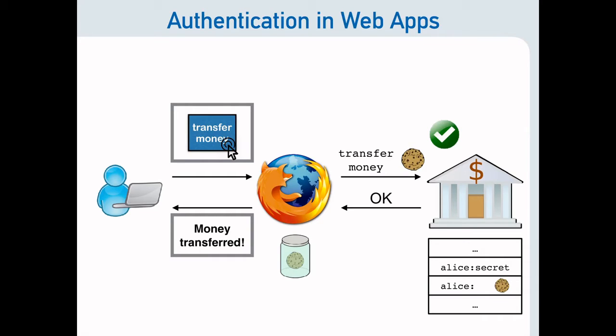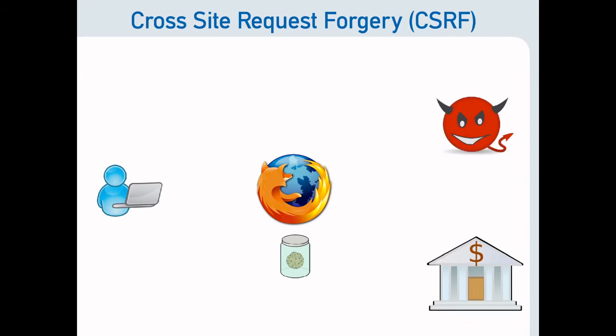However, if this approach is implemented naively, there are a lot of things that can go wrong. For example, let's consider the famous cross-site request forgery, or for short CSRF attack. In this attack, we assume that the user Alice already is logged in with the bank and has a cookie stored in the browser's cookie memory. And now, while being logged in, Alice goes to visit evil.com, which is a website controlled by a web attacker.